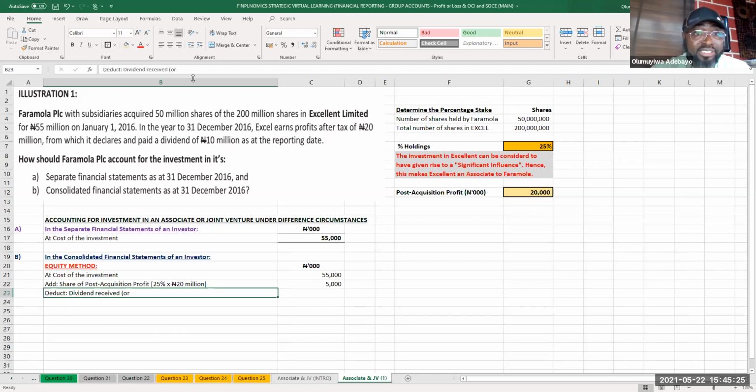Now, deduct dividend received or receivable. In this case, because information was given to us from the perspective of the associate, that the associate declared and paid dividend of 10 million, which means your own entitlement there will be 25%. It's quite different from when they tell us that dividend you receive from the associate is 10 million. In this case, I have to deduct 25% of that.